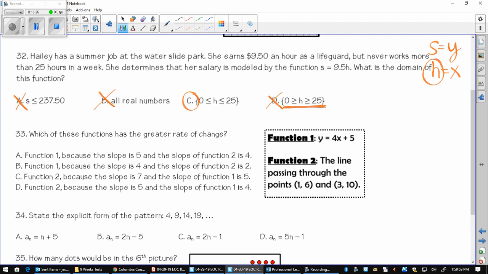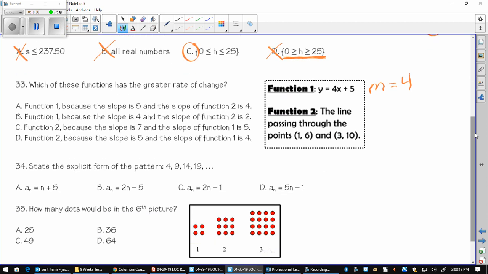All right, 33. It's asking us which one has the greater rate of change. So when we're given an equation, all we need to do is look at the slope. The number attached to x, as long as y is solved for, all we have to do is look at what's attached to x. So that would be 4. On function 2, it gives us 2 ordered pairs, so we need to plug that into the slope formula to get the rate of change. So x1, y1, x2, y2, and then I'm just going to plug that into my slope formula. So 10 minus 6 over 3 minus 1. 10 minus 6 would give me 4. 3 minus 1 would give me 2. So that would simplify to 2. So function 2 has a rate of change of 2.